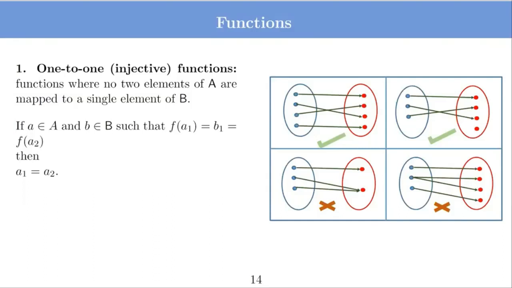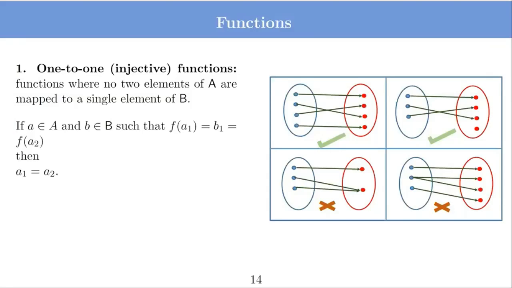Now, if you look at the second one, the top right one, it has 3 elements in the first set and 4 elements in the second set, and it is also a one-to-one unique map, but one element of B is not covered. The third set, which is bottom left, has 3 elements in the first set and 2 elements in the second set.